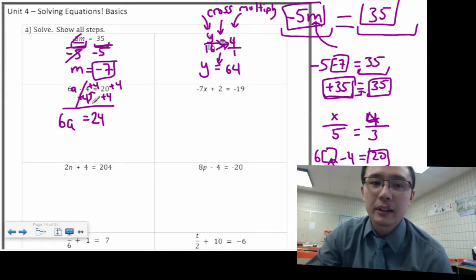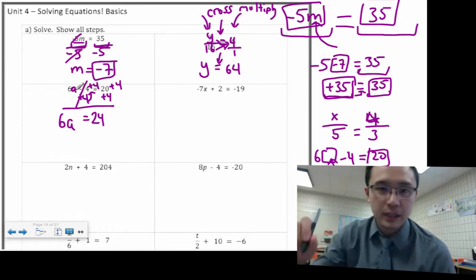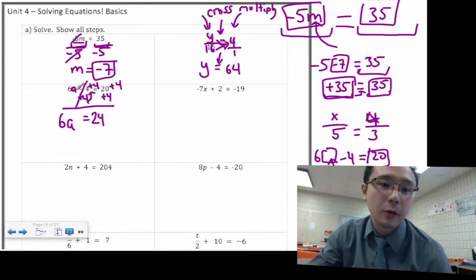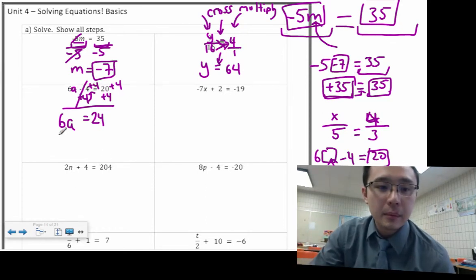So if you want to put all the adding and subtraction to the side instead of underneath, that might help you as well. 6a, I'm going to divide by 6. a is equal to 4. So that's my final answer.